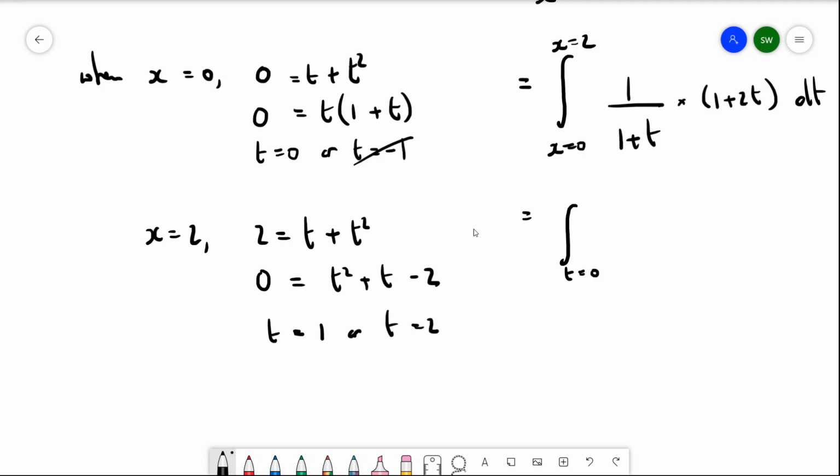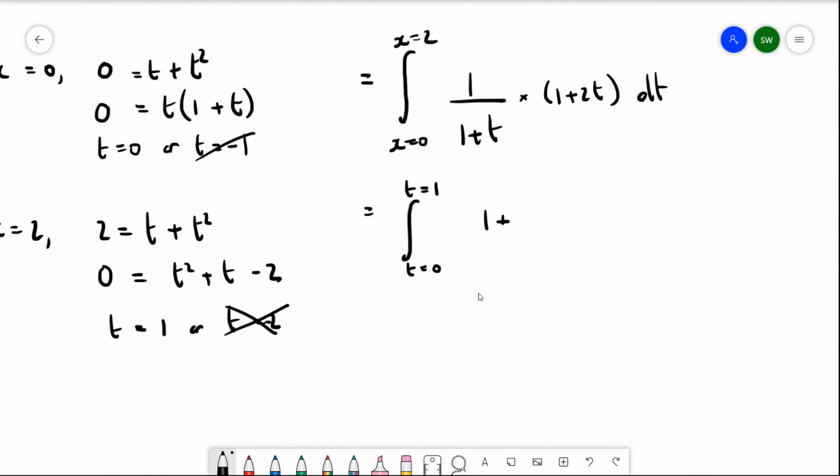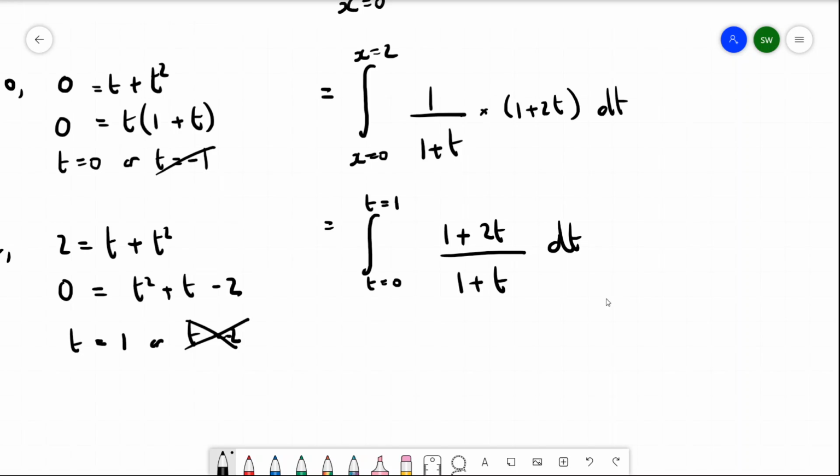And again, we know that t is greater than or equal to 0. So we know that t equals minus 2 isn't a solution. So we can put that top limit as t equals 1. So now we've achieved our aim. We've got an integral which is just in terms of t. And we just got to try and work out how to integrate this.